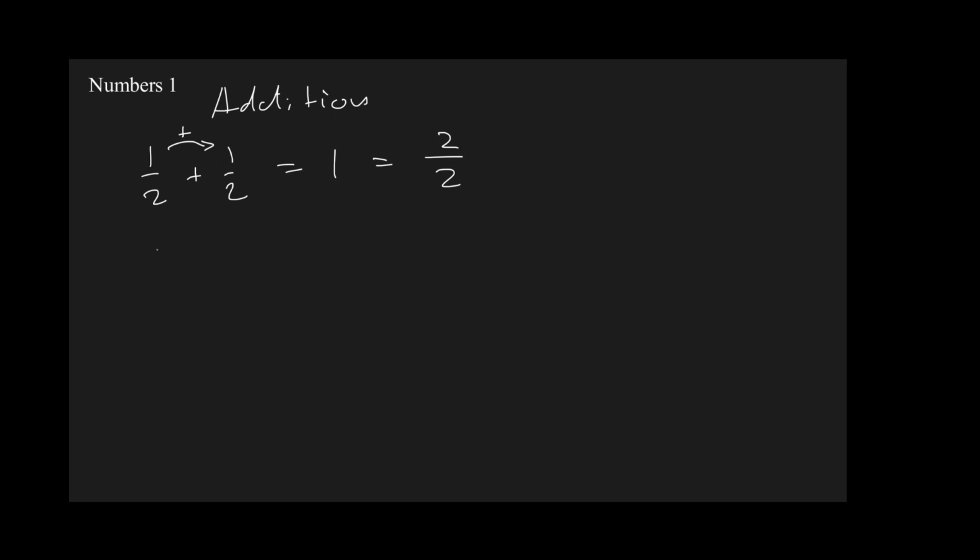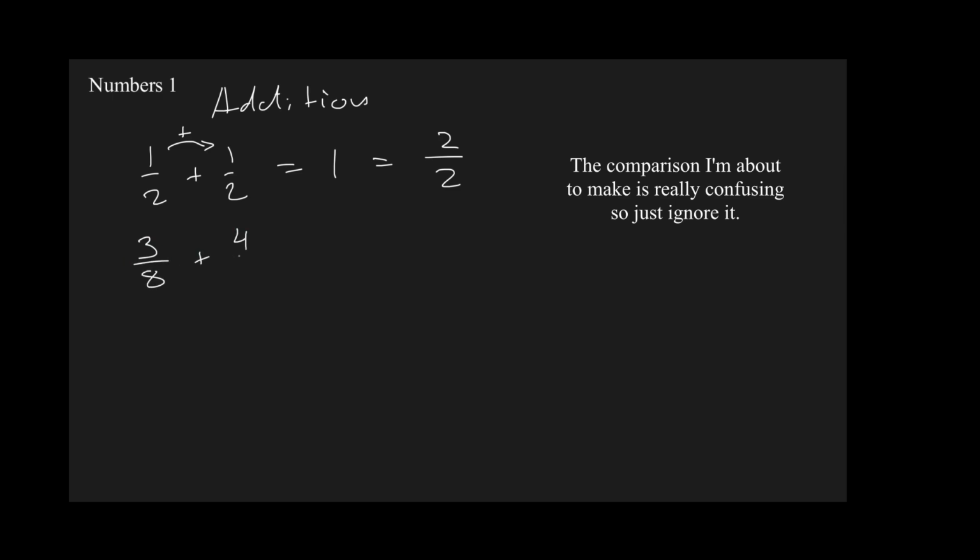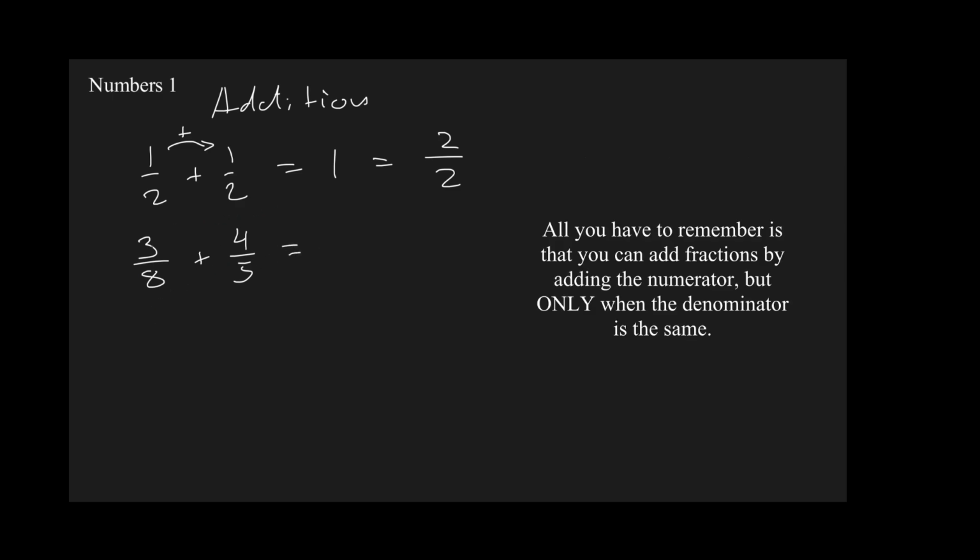But this doesn't always work. So let's say we have 3/8 plus 4/5. Okay, what would we do for this one? Well, maybe you think we can do 3 plus 4 is 7, and 8 plus 5 is equal to 13. But that is absolutely not the answer at all. That is absolutely incorrect. But don't worry, it makes sense to make that mistake.